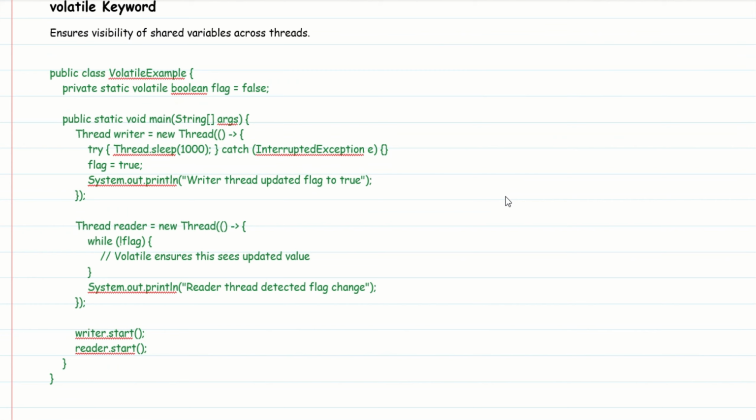Then we have the volatile keyword, which ensures visibility of shared variables across the threads. These variables can be used for flag things, like let's say you have a variable which is used as a flag, then you can use the volatile keyword.